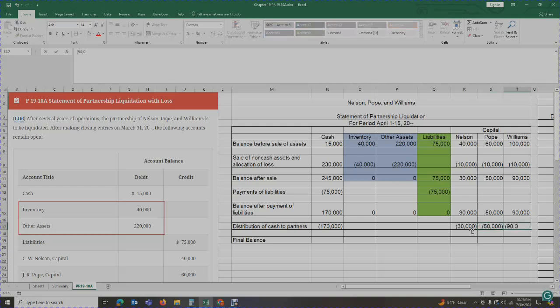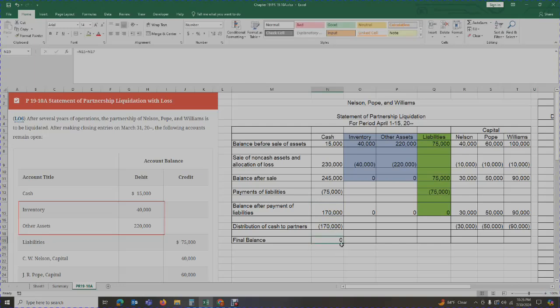Okay. So I am going to close out my capital accounts and I'm going to give them the cash. I'm going to write them a check. Now I am going to calculate my final balance. Okay. So the final balance is your balance after the payment of liabilities plus the distribution of cash to partners. Okay, and that'll give me 0.